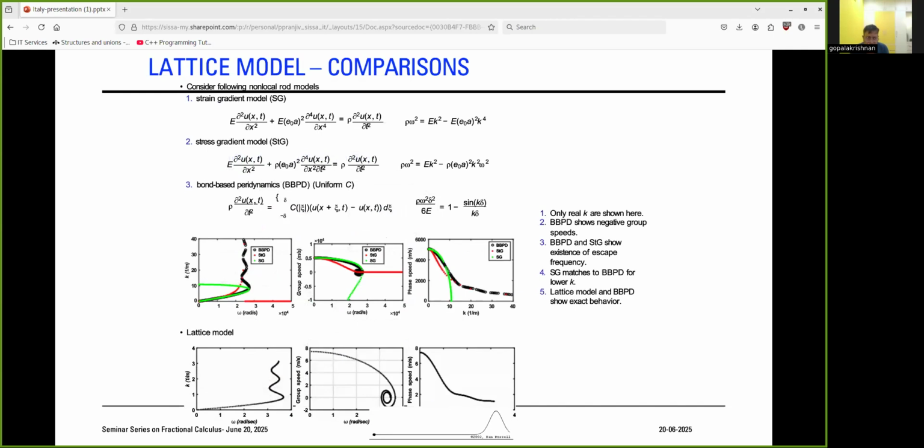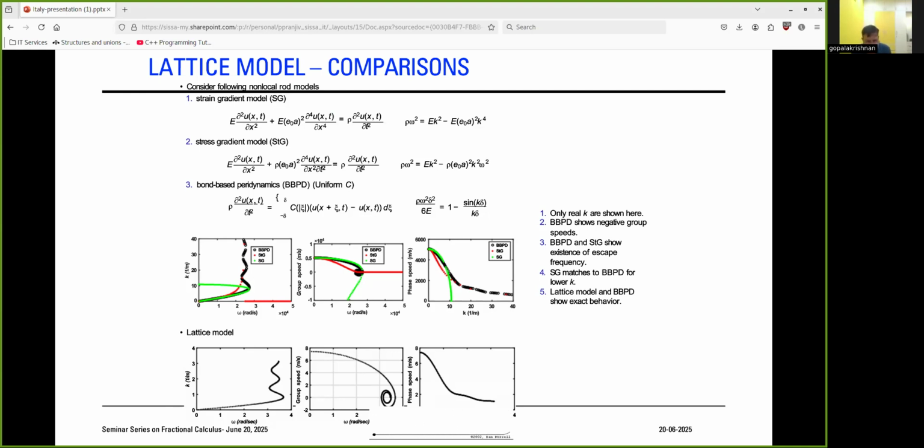So here I have given three different non-local models. One is called the strain gradient model, and the equation of motion for a simple rod is given by the first equation. And if you take a Fourier transform, on the right of it is the frequency wave number equation. Second is the Eringen rod, and the right side is the wave number equation. And the third is the bond-based peridynamics equation, and again on the right is the frequency equation. If we plot the wave numbers and also the group speeds and the phase speed, these are given in the first three figures. And at the bottom, I have plotted the same for the lattice dynamics.